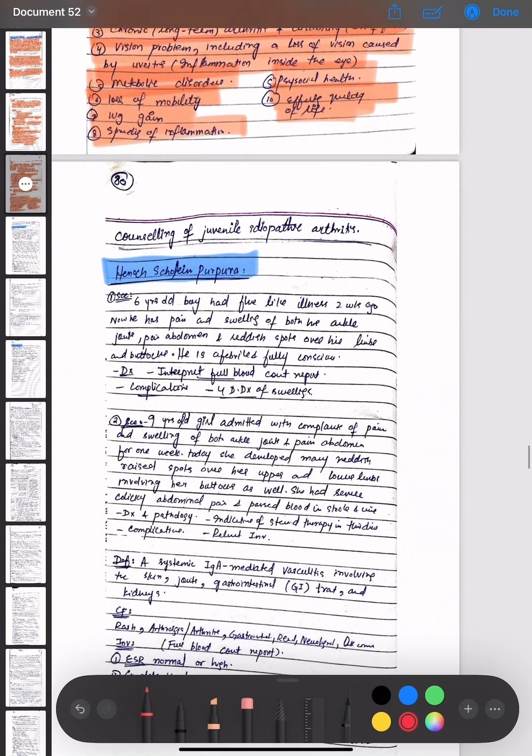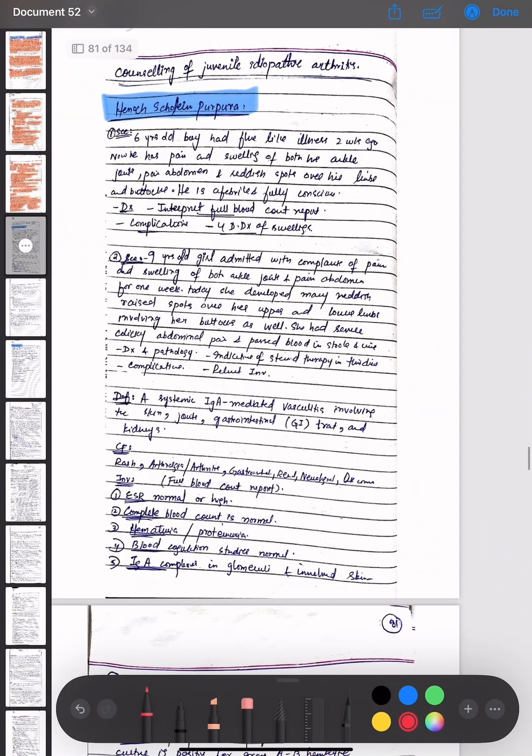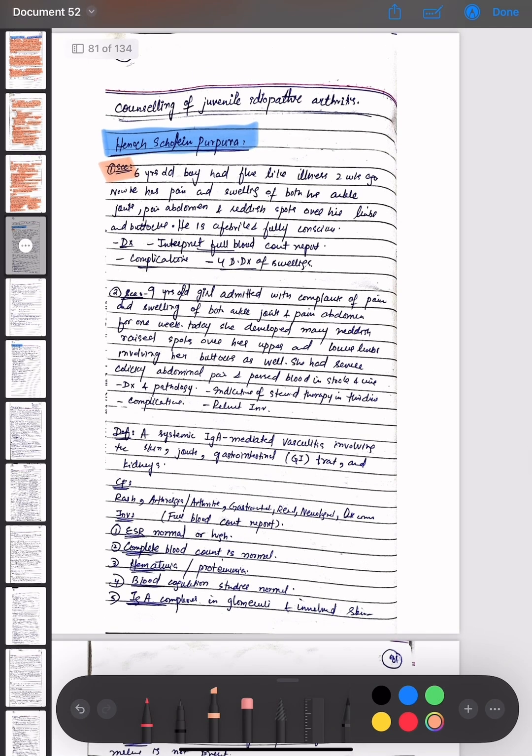Now coming towards the next topic, that is Henoch-Schönlein Purpura. We have a scenario that there is a 6-year-old boy who had a flu-like illness 2 weeks ago. Now he has pain and swelling of both his ankle joints, abdominal pain, and reddish spots over his limbs and buttocks. He is afebrile and fully conscious.